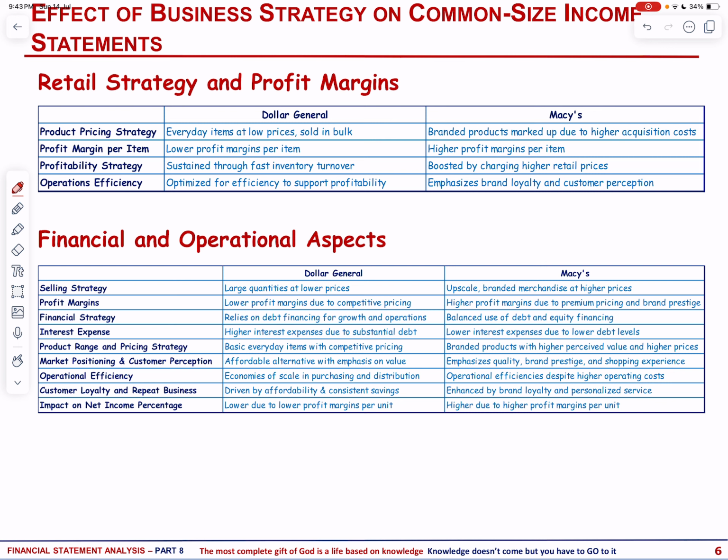They aim to build customer loyalty through affordability and consistent savings. Cost efficiency is achieved by purchasing in bulk. These stores strengthen their market positioning by maintaining competitive pricing. Lower prices also encourage impulse buying, increasing overall sales. Mackey's General maintains a lower cost of goods sold than Dollar General.